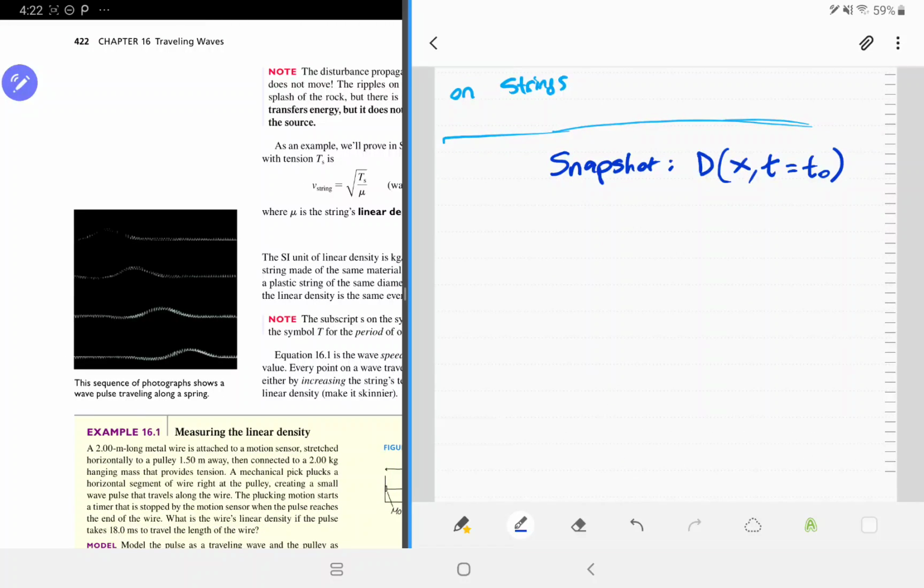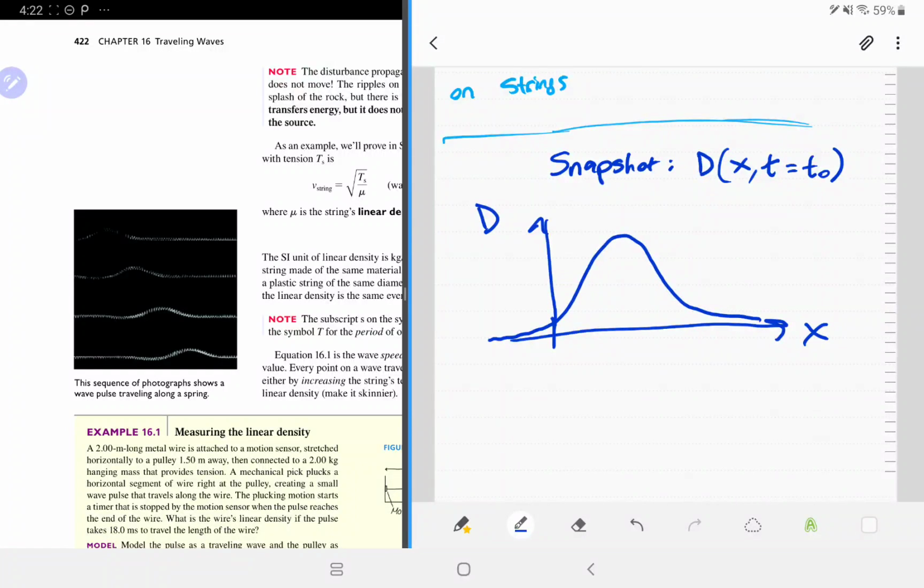So a snapshot is literally just a graph that's showing a picture of the wave. So this is D as a function of x. For a particular moment in time, let's say that the wave looks like this. So let's say that this is at t equals 0. This is what the wave pulse looks like.